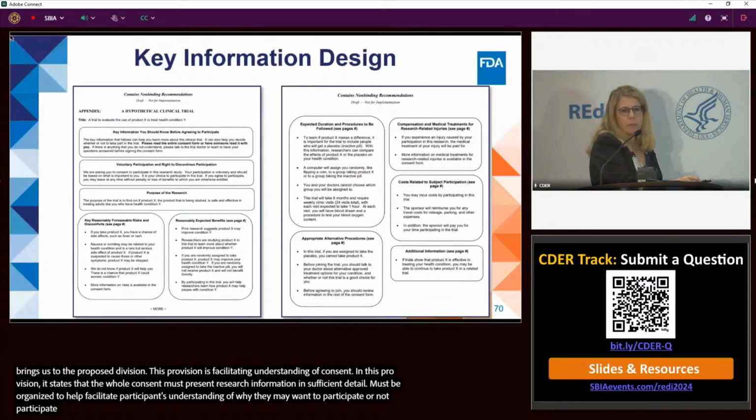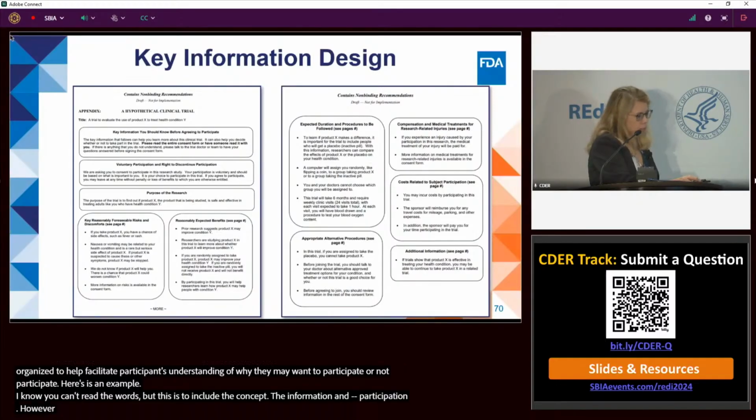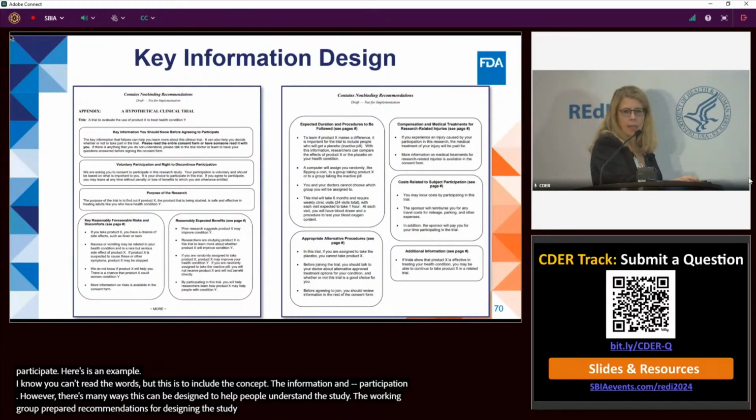Here is an example that we put into the guidance. I recognize that you can't read the words, so this is more to introduce you to the concepts that we embraced here. We did include the boxes we just shared on the other slides, like key information and voluntary participation. However, there are many ways that this key information section can be designed to help people understand the study. The working group prepared recommendations for designing the study using tools and tips that can aid with understanding.